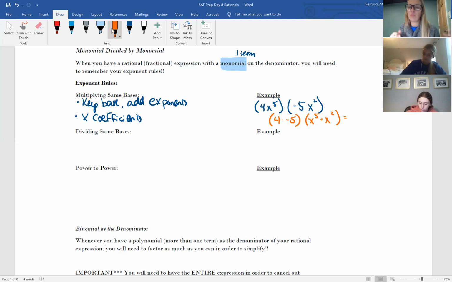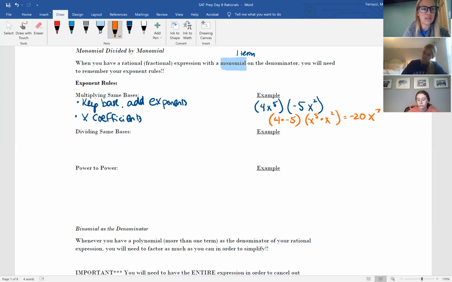And with this, it makes it easier to see what you're doing with the coefficients, especially in front. So 4 times negative 5 is negative 20. And then, sorry, I'm just going to move this so I can write more. And then x to the 5th times x squared, they're the same base. So you keep the base and you add the exponents. Okay.